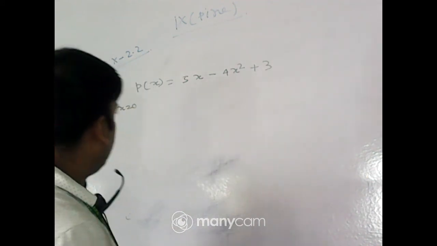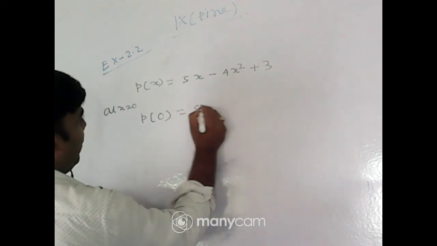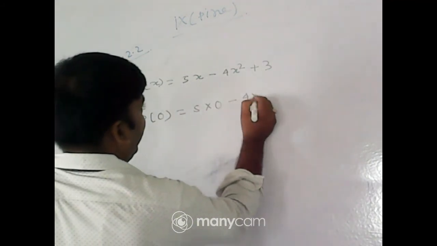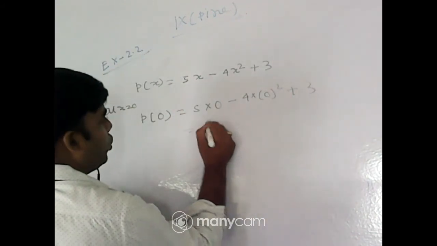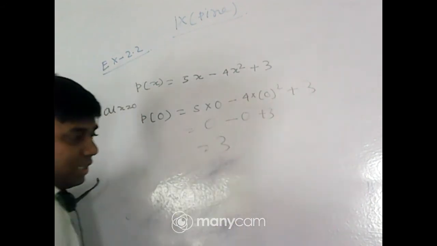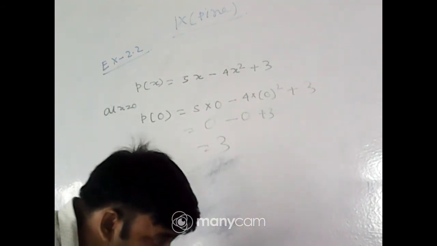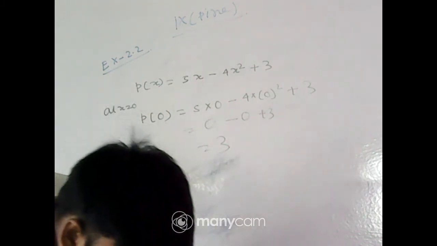Question number 2. From p(0), so 5 into 0 minus 4 into 0 square plus 3. So 5 into 0 is 0, minus 0, plus 3. So answer is 3. Okay. Next question.